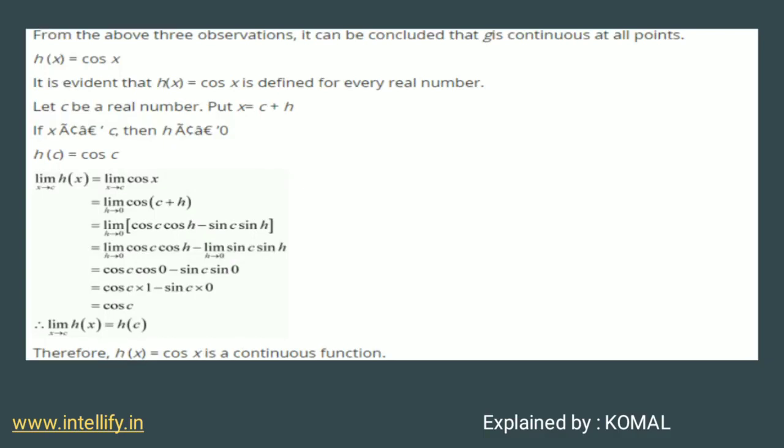Now another function h(x). h(x) is equal to cos x. So h(x) is defined for every real number. Now we will show its continuity. So h(c) is equal to cos c. The limit as x approaches c of h(x) is equal to the limit as x approaches c of cos x, which is equal to the limit as h approaches 0 of cos(c + h). Now using the cos(A + B) formula and then using algebra, we are left with cos c. So the limit as x approaches c of h(x) is equal to h(c), therefore h(x) = cos x is a continuous function.